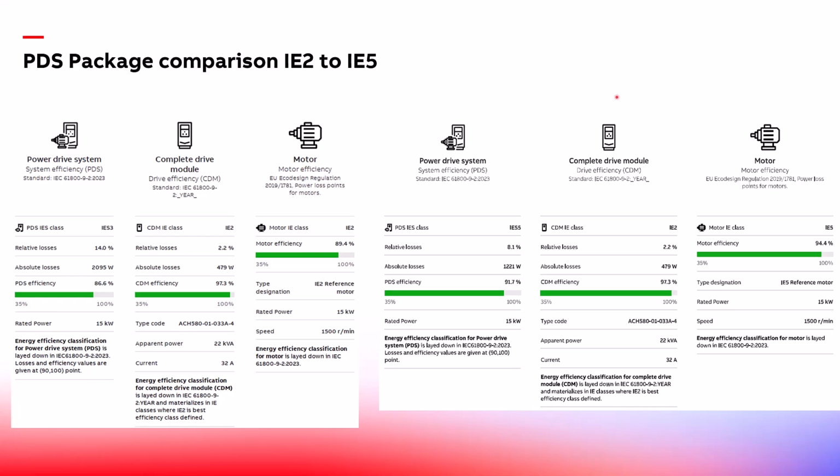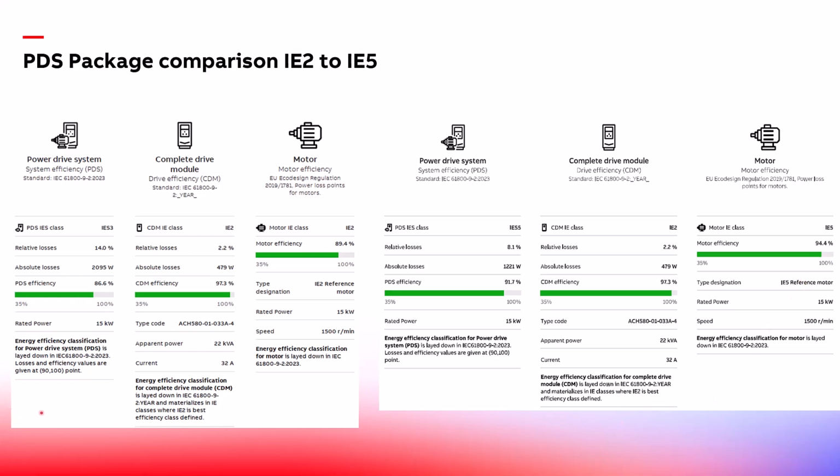same amount of work. If you look at the motor on the left, the IE2 motor, it's showing you 89.4% efficiency on its own. If you look at the difference on the right hand side, the IE5 motor 94.4. So that's where our biggest percentage difference is. On here, it's around a 5% saving in the actual motor itself.